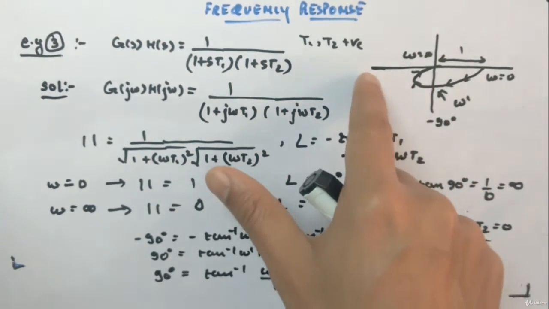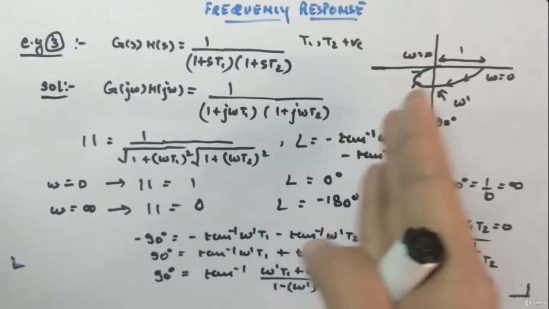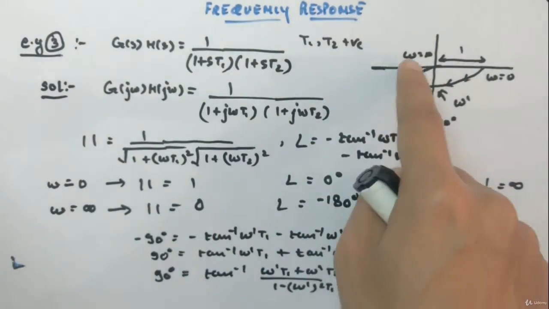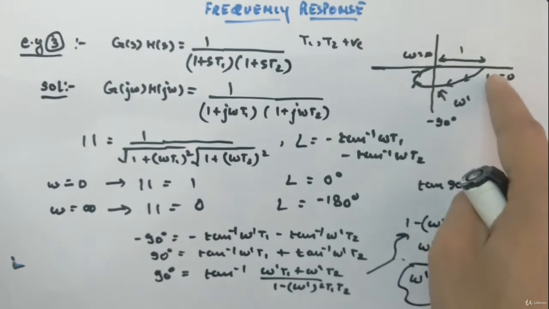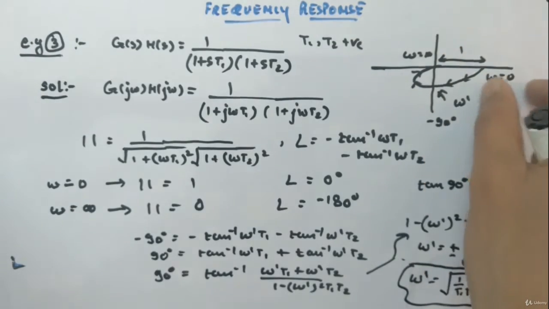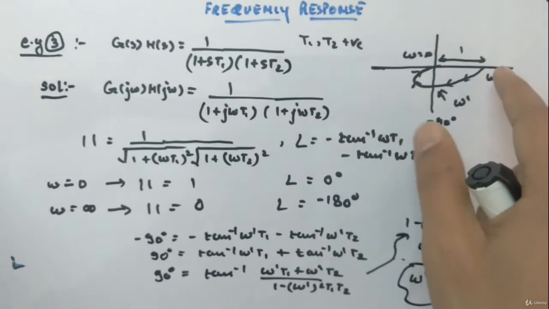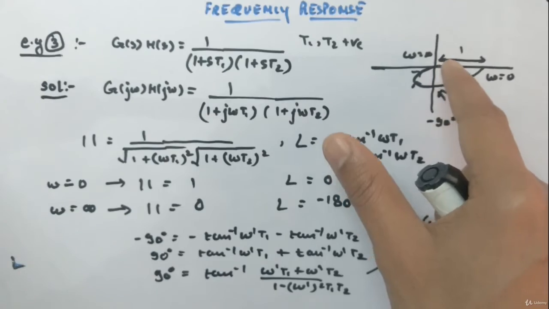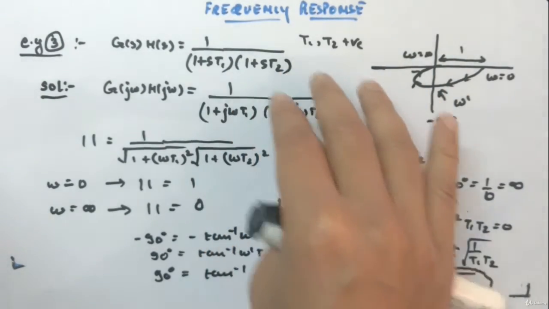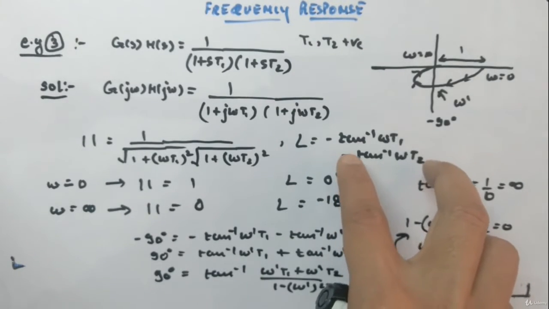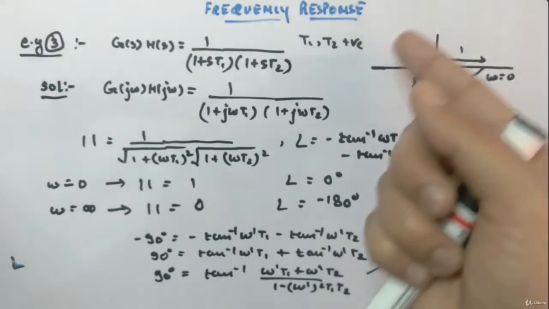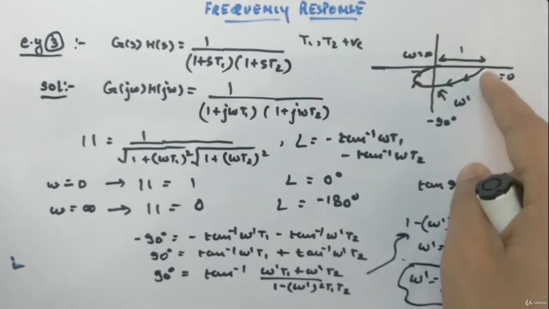This is minus 180, this is minus 90, which means from minus 90 it is going to magnitude equal to 0 at omega equal to infinity. This point is omega equal to infinity, this point is omega equal to 0, where the magnitude is 1. The magnitude here is 0, so it will go something like this. If you have T1 and T2 values, you can verify that the angle for other values of omega will come out to be negative, and the curve will go in this direction rather than that direction.